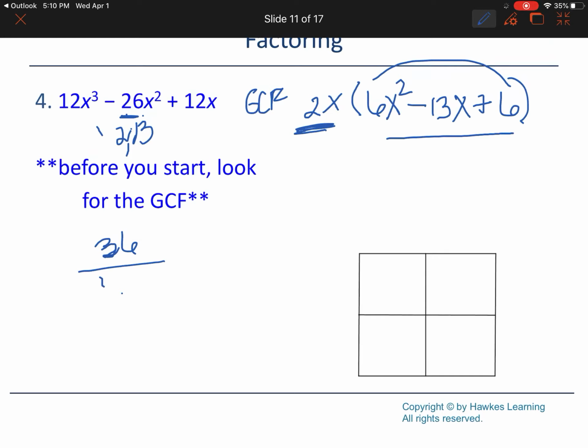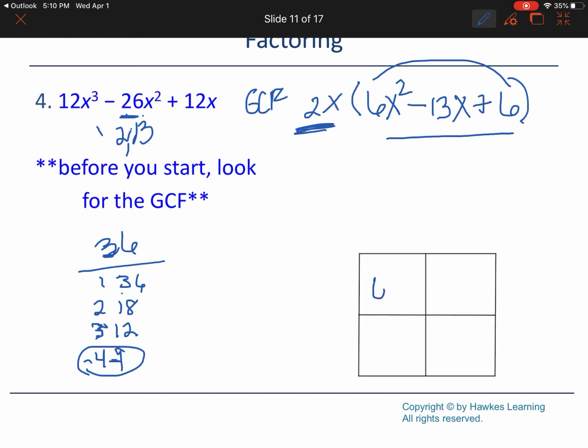So we got 1 and 36. That's 37, so that doesn't add up. We got 2 and 18. Still too high because we're looking for 13, right? But not that much too high, so we don't want to skip too many. So 3 and 12, that still adds up to 15, so that's still a little bit too high. 4 and 9, and there we have it. That adds up to 13. And remember, it's going to be negative 4 and negative 9 because it has to add up to negative 13.